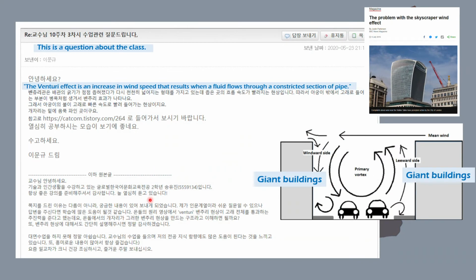So I asked my professor to make sure we understand what happened. The Venturi effect is an increase in wind speed that results when a fluid flows through a constricted section of pipe. When you stand near giant structures, you may notice that the wind blowing around you feels faster and stronger than elsewhere. That kind of situation can be a case of the Venturi effect.